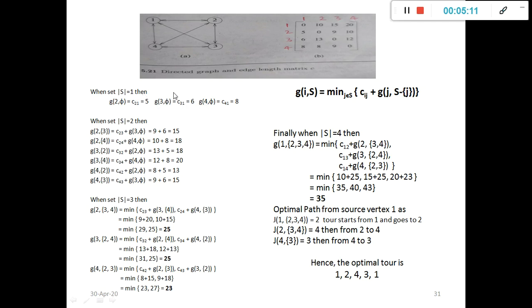Assume that the traveling salesperson visits the last vertex as 4. From vertex 4, he is not visiting any next vertex, but he is returning back to the source vertex 1. That's why the cost of 4 to 1 is equal to 8, and you will get this value from this table, 4 to 1, that is 8.